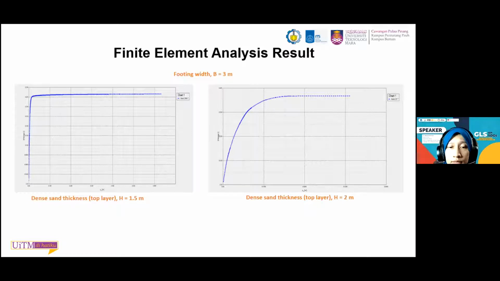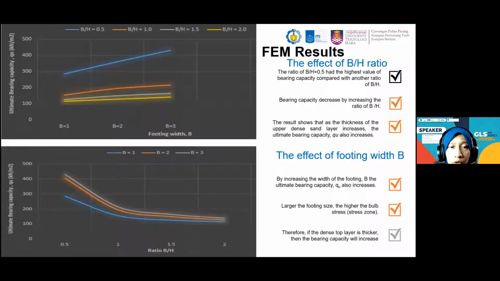So this is one example result that I have from the computer modeling and simulations. When we did a comparison for different sizes of footing, for example B equal to 1, B equal to 2 and 3, these influence the ultimate bearing capacity value. For example, here is the effect of the B over H ratio, and then the effect of footing width. You can see that the ultimate bearing capacity changes accordingly to the size of the footing width and also to the effect of the B over H ratio.